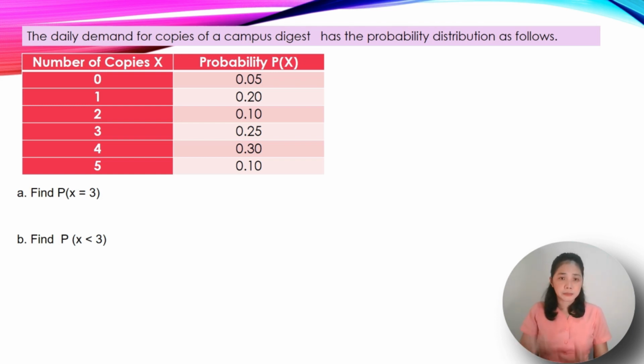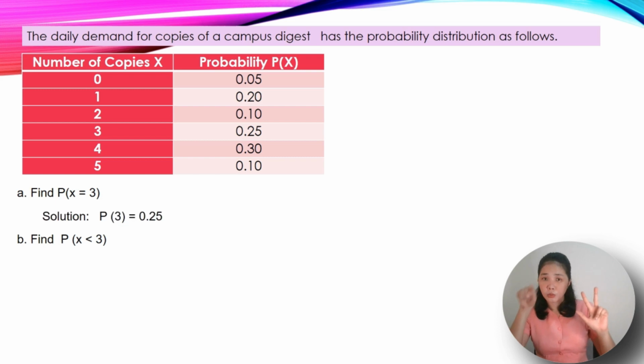So let's have the first one. Find P, the probability that X is equal to 3. Based on the given table, if we have 3 number of copies, we have a probability of 0.25. So that is our answer.